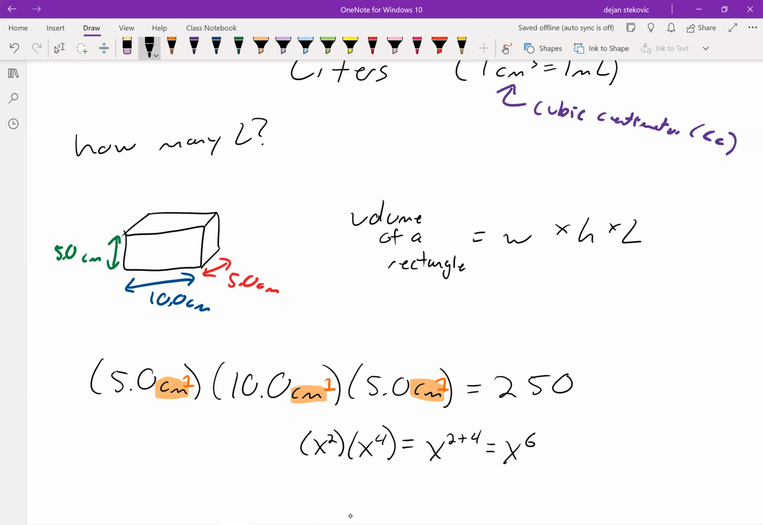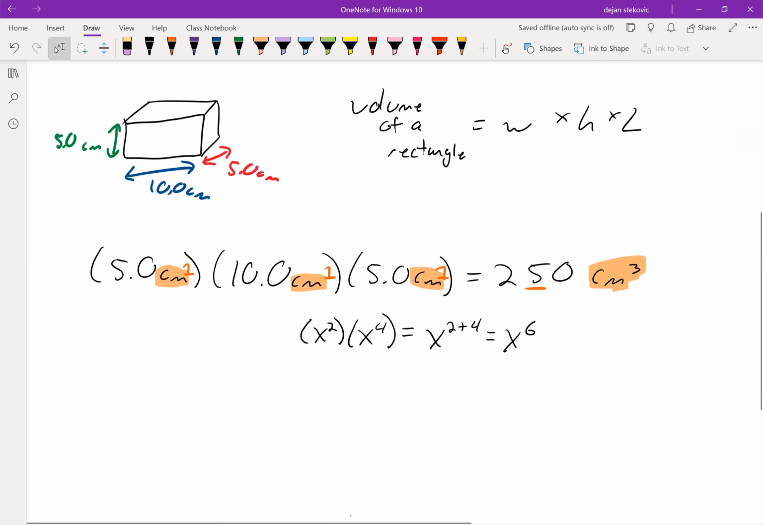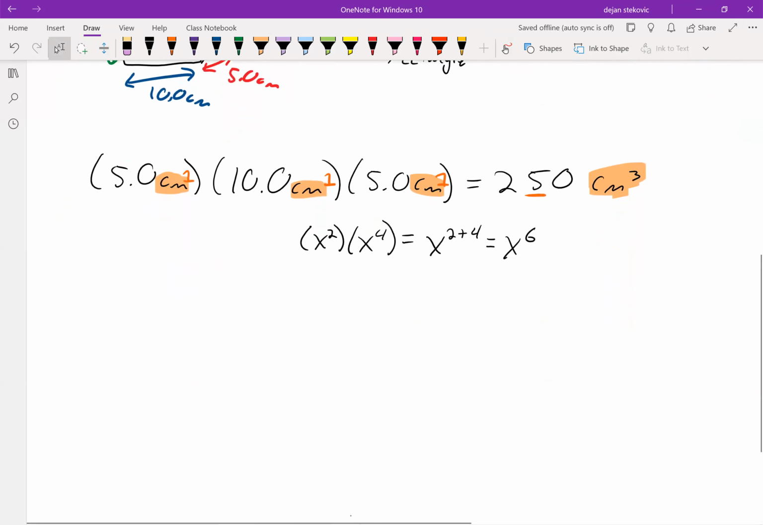So if you think about the units here, this would be centimeters to the 1 times centimeters to the 1 times centimeters to the 1. So it'd be x to the 1 plus 1 plus 1. So we get centimeters cubed here, right? Centimeters cubed. And it is 250, right? The two 5s have 2 sig figs, so we have 2 sig figs there.